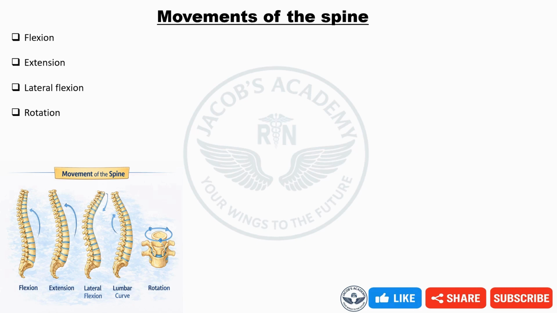So remember, flexion means bending forward, extension means bending backward, lateral flexion means side bending, and rotation means twisting movement. Here one image is shown of the movements of the spine: flexion, extension, lateral flexion, lumbar curve and rotation.